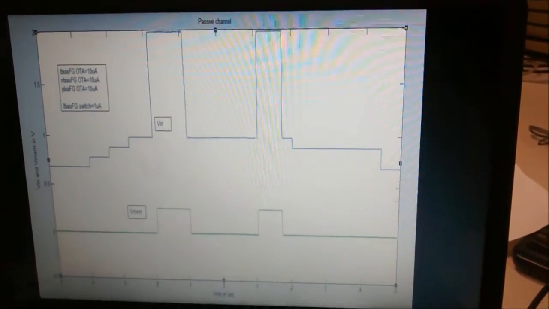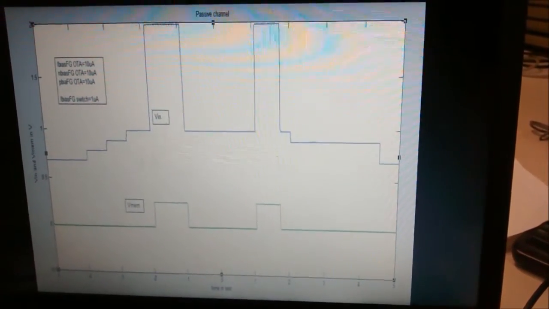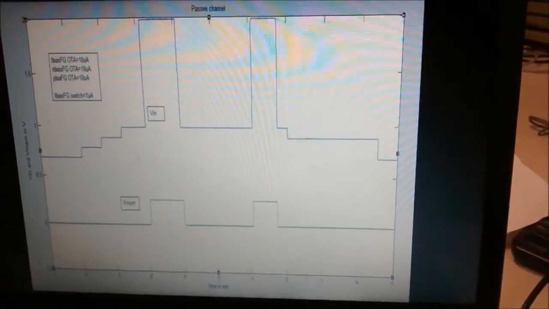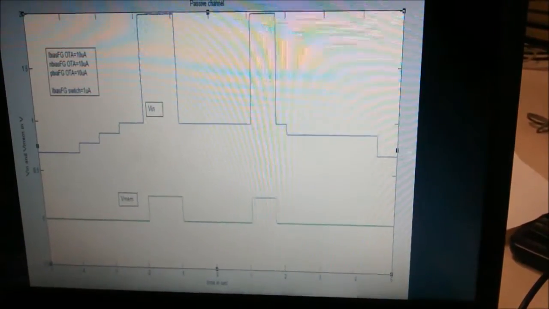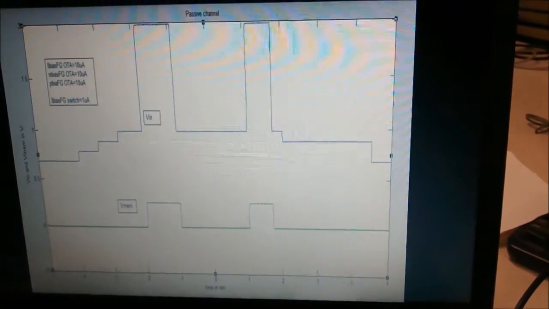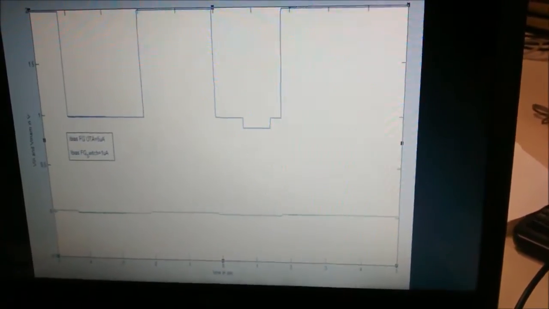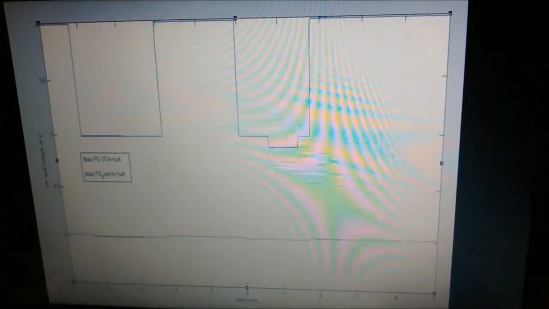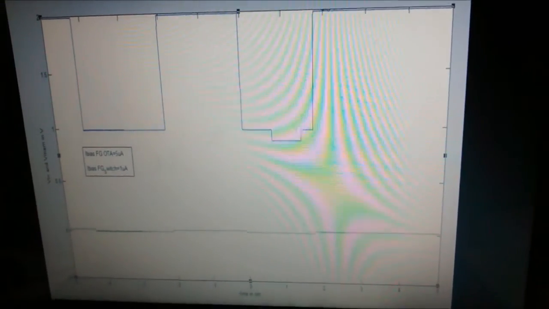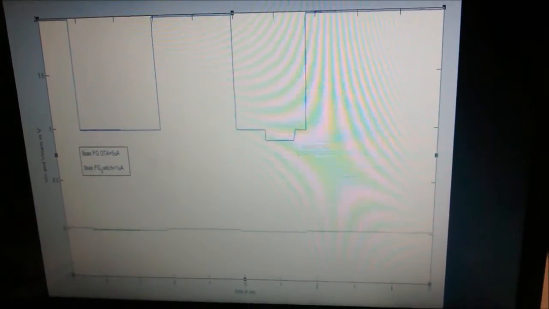This is the same passive channel output for different values of I bias. As you can see, the I bias for this FGOTA for this output diagram is 10 microamperes, and the I bias for the switch is 1 microampere. It follows the same circuit even for the next diagram. Try to change the I bias values and measure the output. Here we have decreased the FGOTA I bias to 5 microamperes, and the FG switch is 1 microampere. What we found is the output just gives a little rise in the voltage.